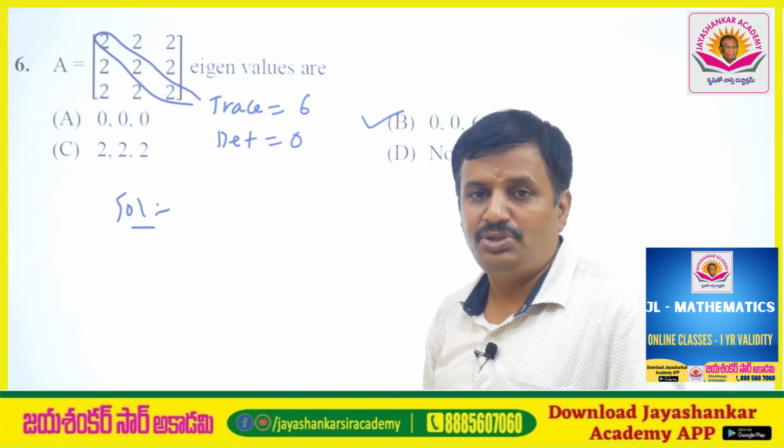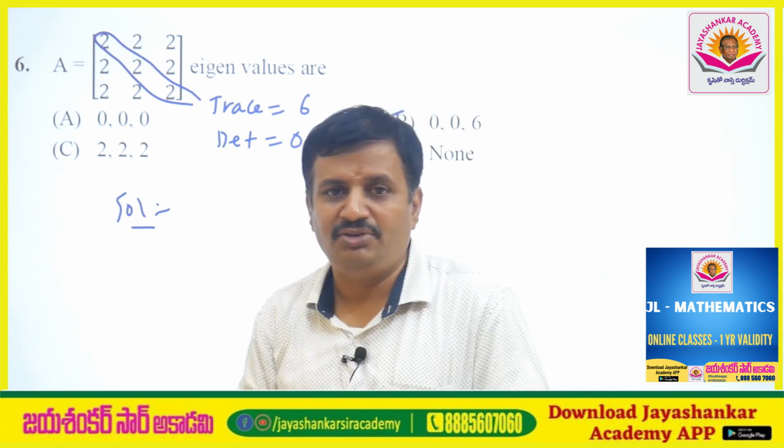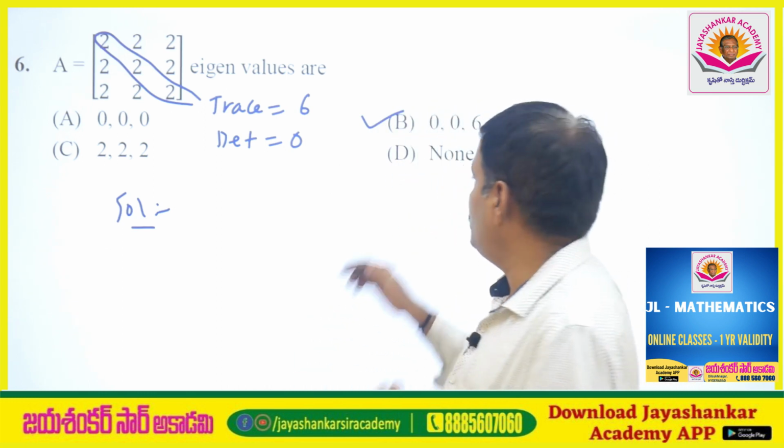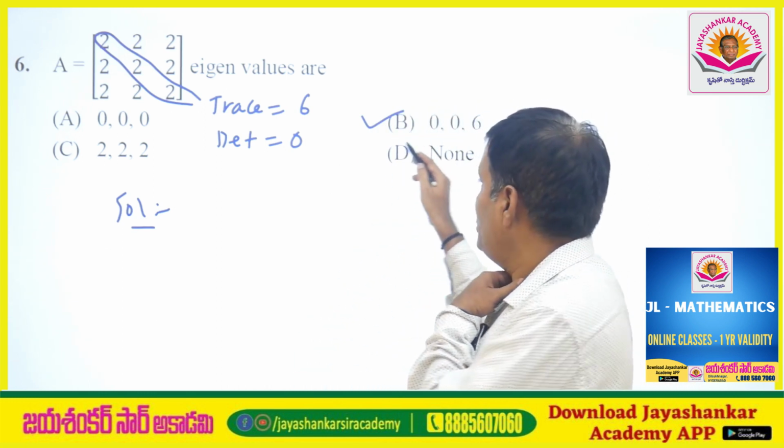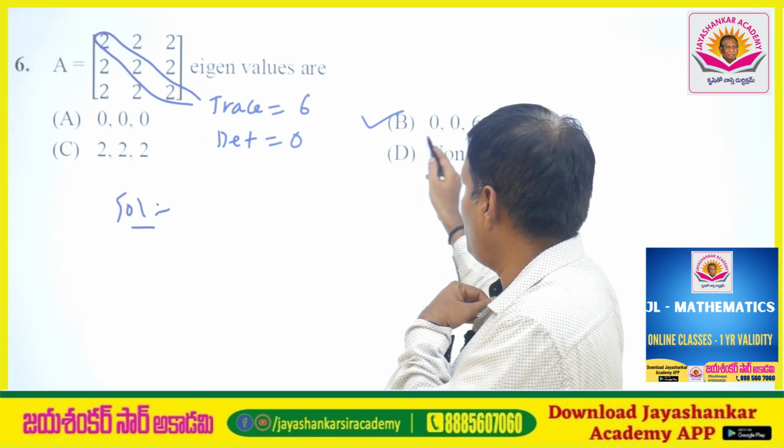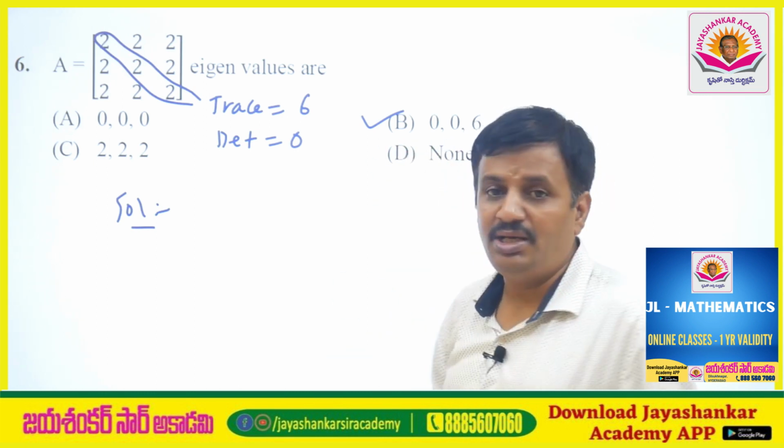Determinant is equal to 0, which is equal to the product of the eigenvalues. Which product of the eigenvalues is 0 here? 0, 0, 6. The sum of the eigenvalues is 6. The product of the eigenvalues is the determinant. Option B is the correct answer.